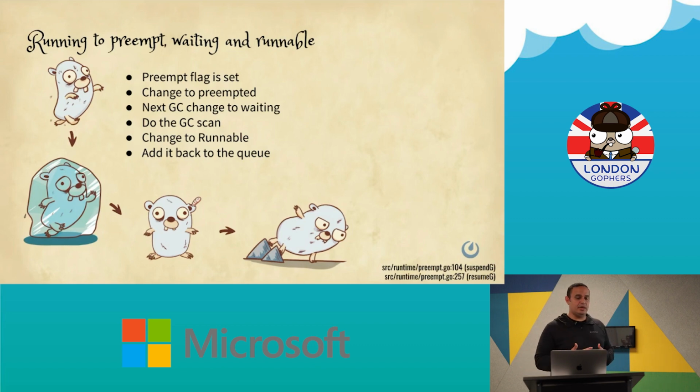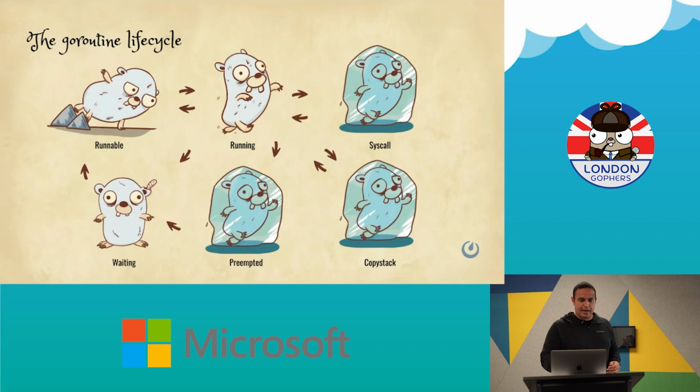The garbage collector then changes that preempt to waiting, and it's going to do all the scan process that it needs to do. This is going to be in the mark phase of the garbage collector. So it's going to change to waiting, do all the scanning that needs to be done, change to runnable, and queue it back again to one processor. And that's it. That's the life cycle of a Goroutine.